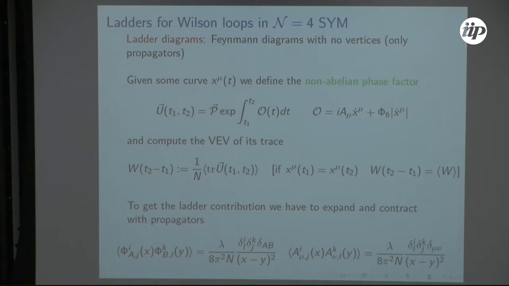So to take into account the ladder contributions, I'm only going to consider the free propagators of the theory. In this operator O, I have gluons and this scalar field. So the propagators are similar. They go like lambda over N, 1 over the separation squared. And then you have deltas. These deltas are the color indices. And then you have a delta AB, which is in the R-symmetry index of the scalar fields. And you have something similar for the gluons. Here you have delta mu nu, because I'm in Euclidean space.